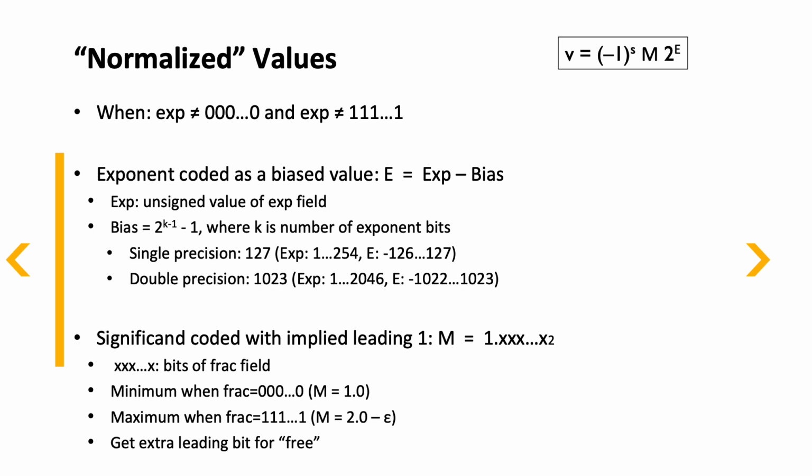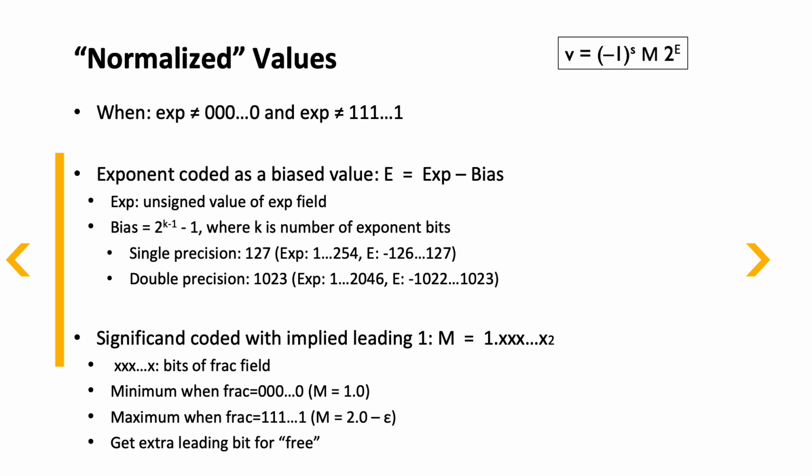For single precision, the bias ends up evaluating to 127. Because 2 to the 8 minus 1, remember we have 8 bits for the EXP field in single precision floating point. That's 2 to the 7th minus 1, which evaluates to 127. With double precision, it's 1023. We have 11 bits in the EXP field in double precision. 2 to the 11 minus 1 is 2 to the 10th. That's 1024. Minus 1 is 1023.